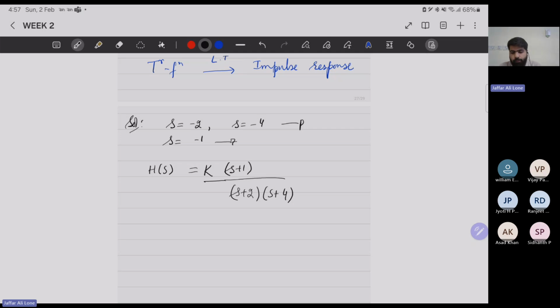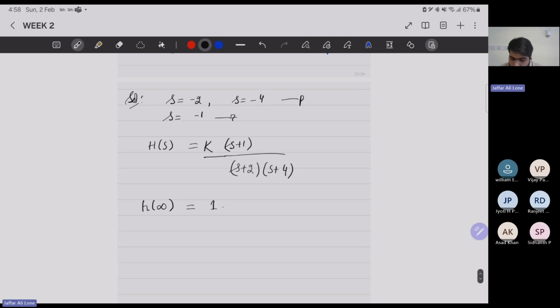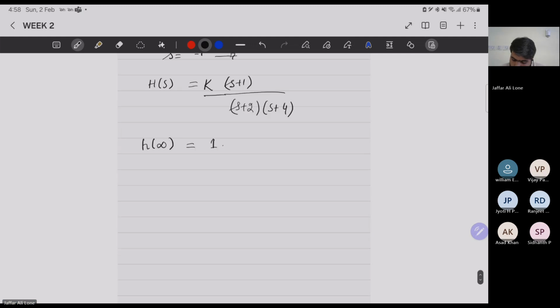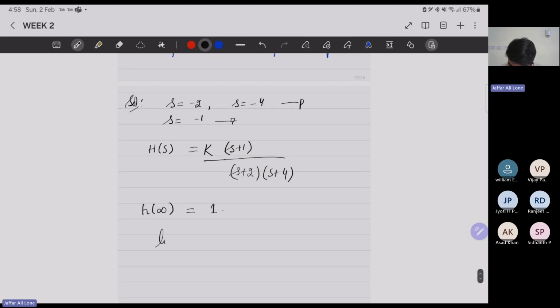And we are given one more thing. We are given that at steady state, the output has a constant value 1. So this steady state means t tends to infinity. It means the output has a constant value 1. It means using the final value theorem, we can find the value of k here. Correct? So we can apply the final value theorem.